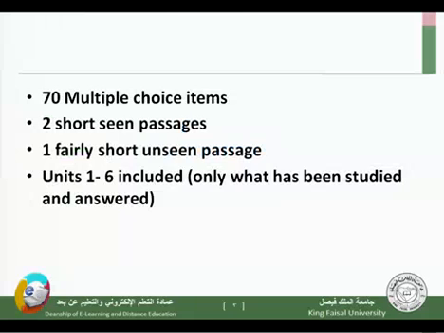It contains 70 multiple choice items, and if you studied with me grammatical structure last semester, you will know what I mean by 70 multiple choice items. The difference is that that course was about structure, grammar, rules. In this course, we have reading, so we must have some reading passages and then some questions about reading.